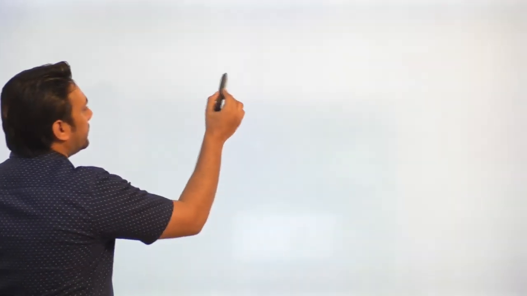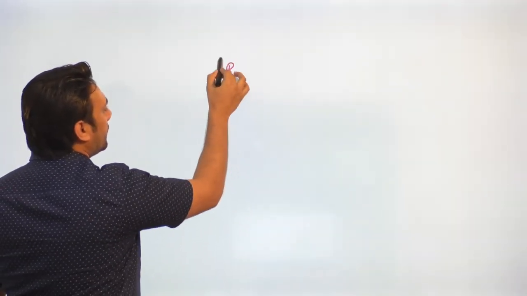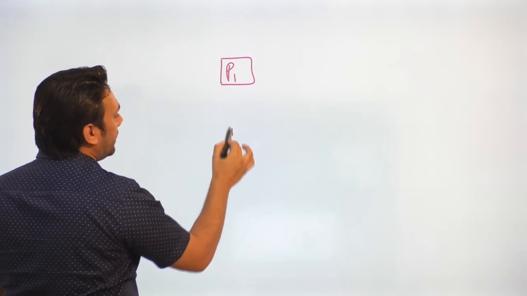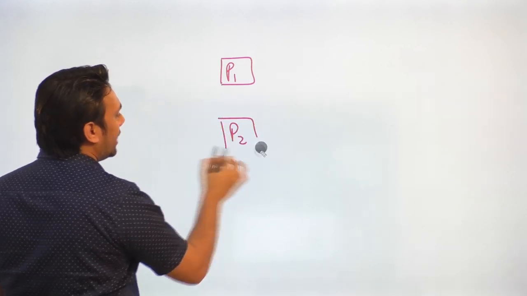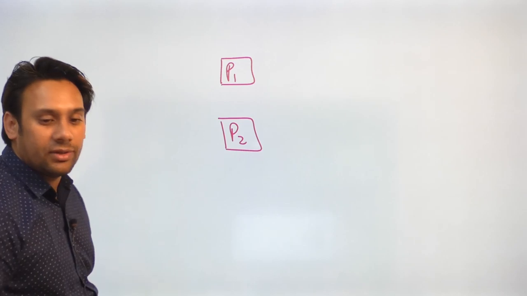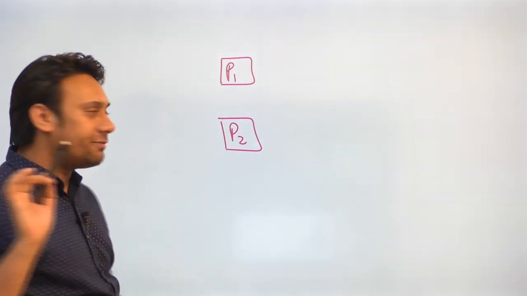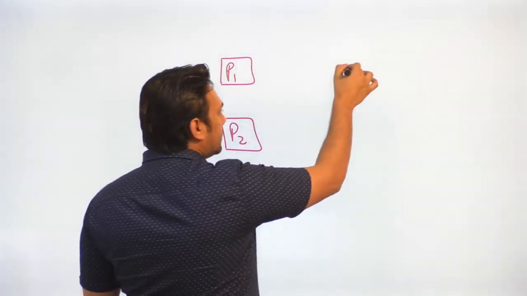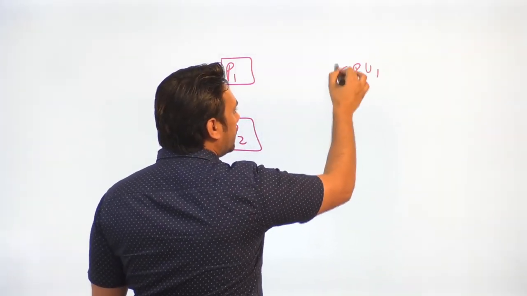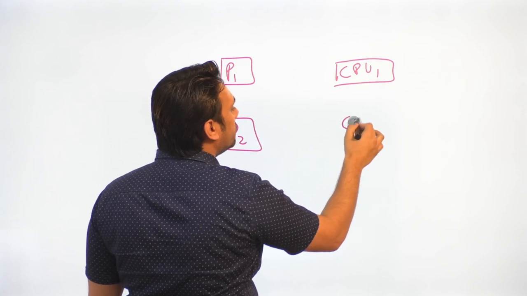So let us suppose that I have a program P1 and I also have a program P2. आपके पास एक प्रोग्राम P1 है और दूसरा आपके पास प्रोग्राम P2 है. And I have two different architectures. So this is the CPU 1 and this is the CPU 2.